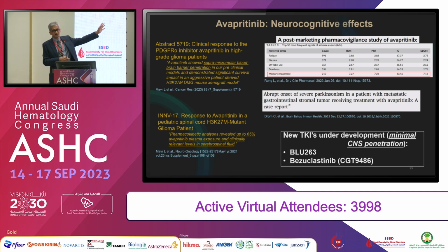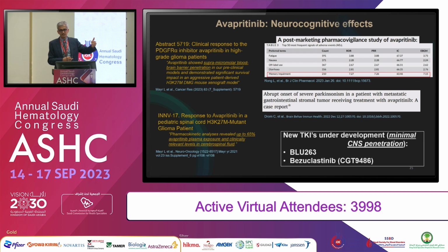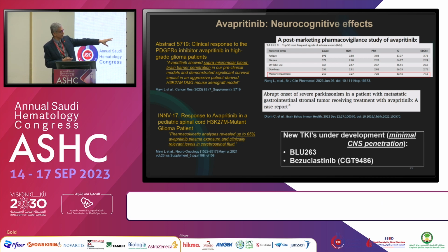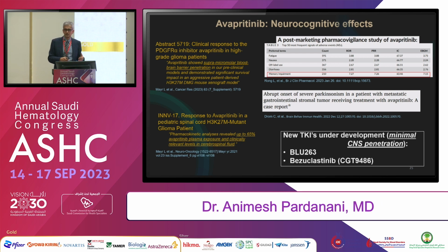So again, avapritinib has neurocognitive effects because the drug crosses the blood-brain barrier, and you find high concentrations in the CSF. I just want to show in the bottom right that there are new tyrosine kinase inhibitors being developed that have minimal CSF penetration.